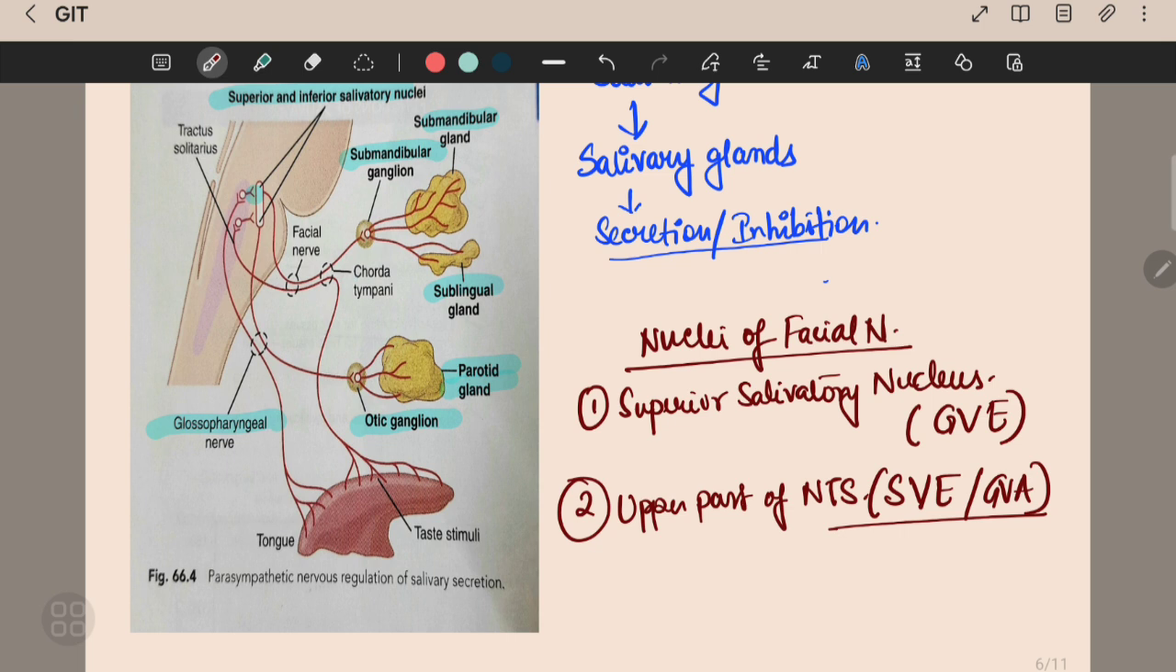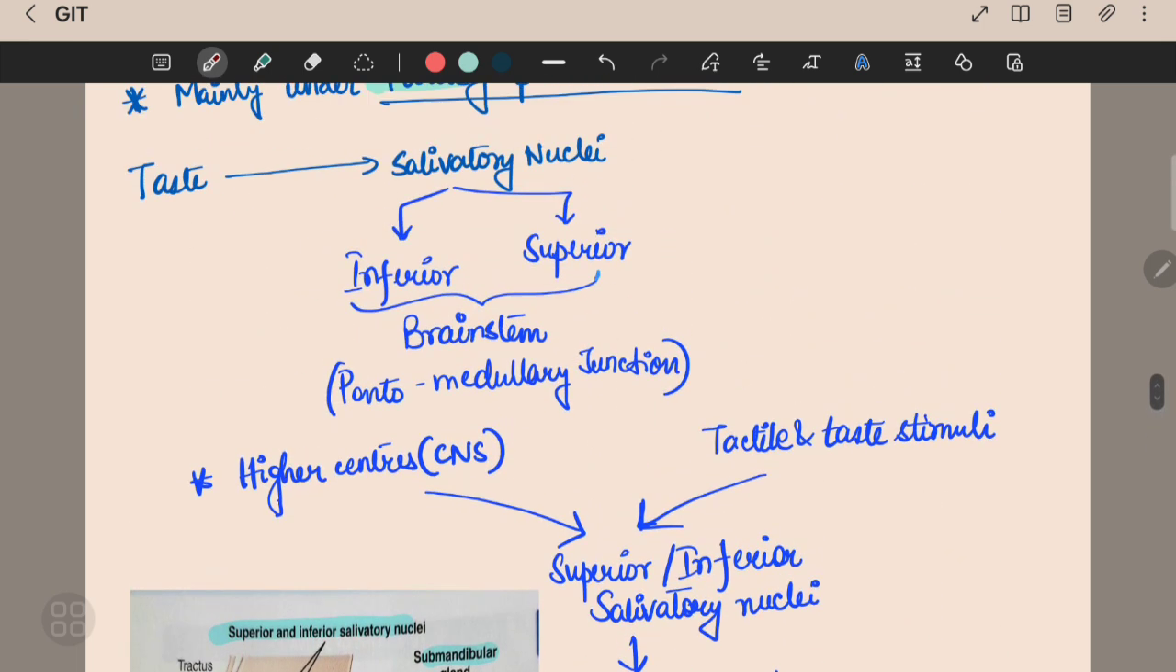And from there, remember that one branch accompanying the glossopharyngeal nerve is controlling the parasympathetic efferent fibers, which go to the otic ganglia, and from there the fibers go to the parotid gland, from where the saliva secretion is happening. Similarly, another visceral efferent component supplying the parasympathetic fibers comes from the superior and inferior salivatory nuclei, accompanying the facial nerve and its chorda tympani branch, and goes to the submandibular ganglia, from where it goes to the submandibular gland and the sublingual gland. So that parasympathetic control is very important.